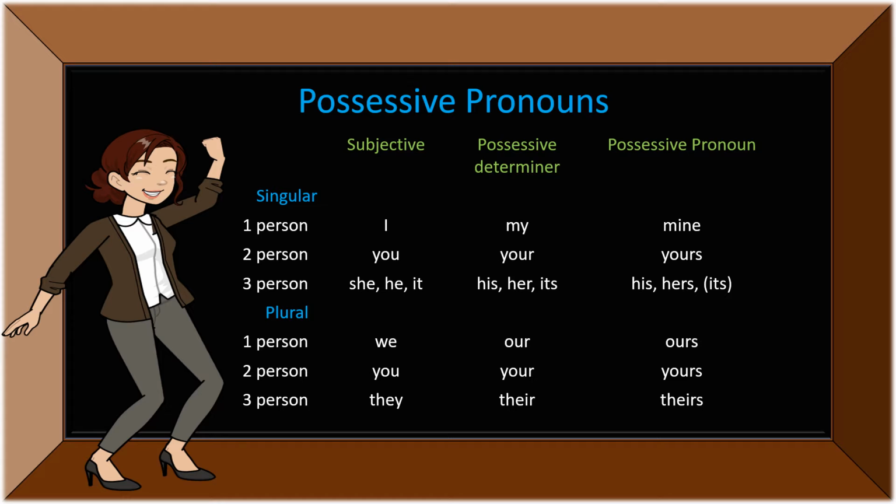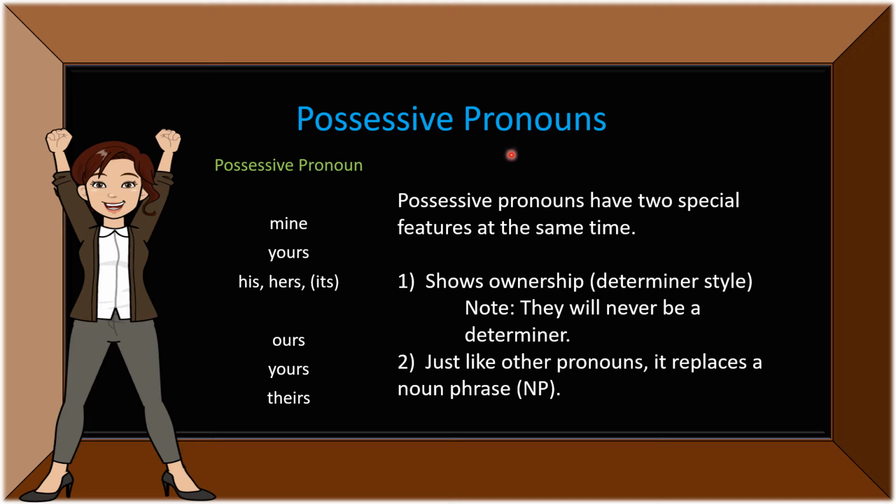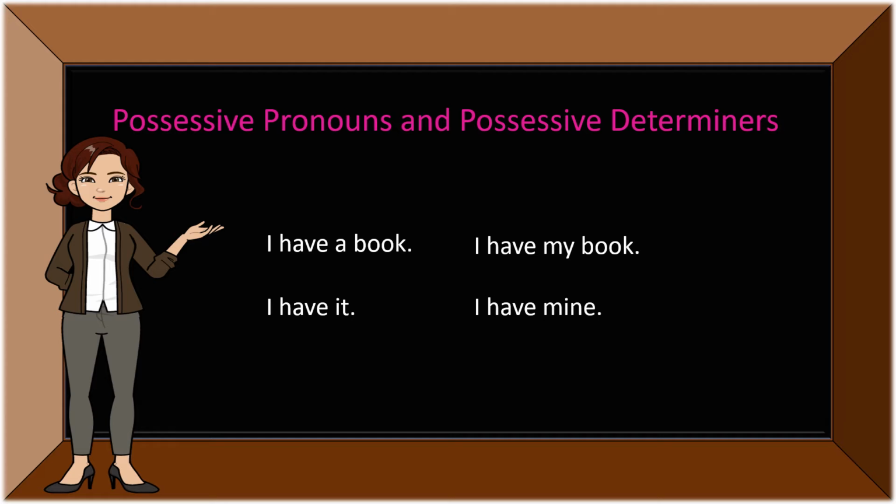Now let's look at possessive pronouns. Mine, yours, his, hers, its, ours, yours, and theirs. Possessive pronouns have two special features at the same time. They show ownership, determiner style, and just like other pronouns, they replace a noun phrase. I have a book. Now, I have a book is going to be I have it. So a book was replaced with a personal pronoun in objective case, it.